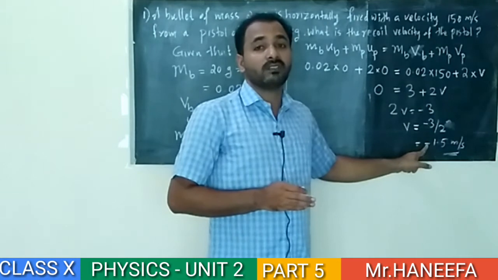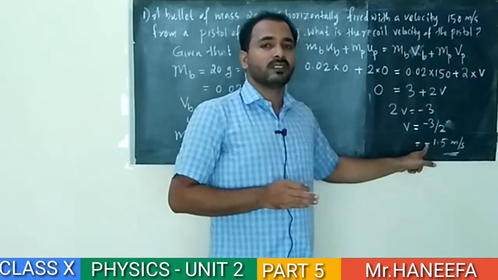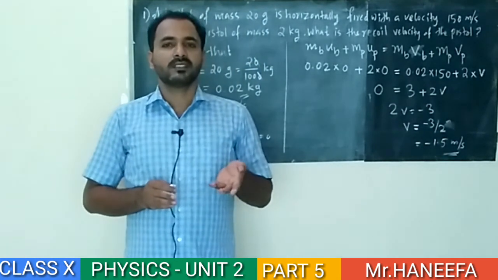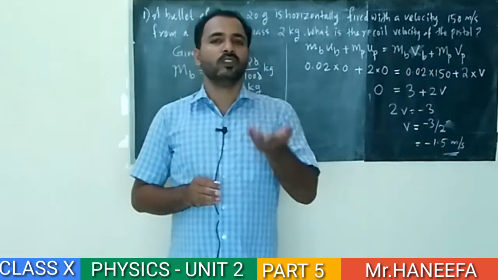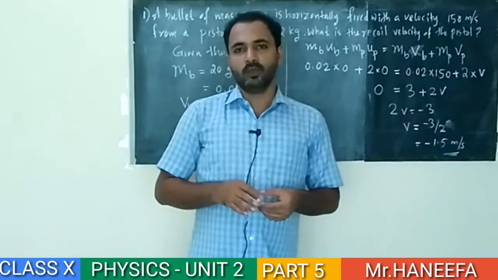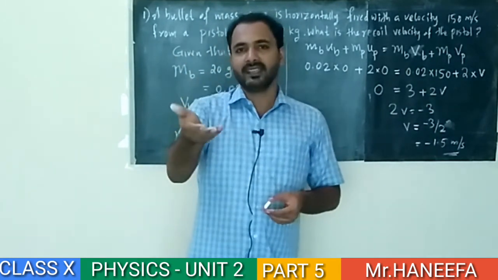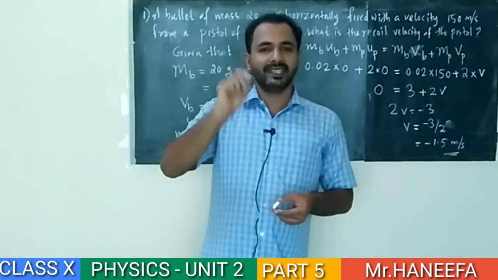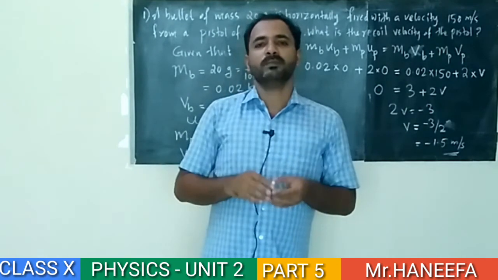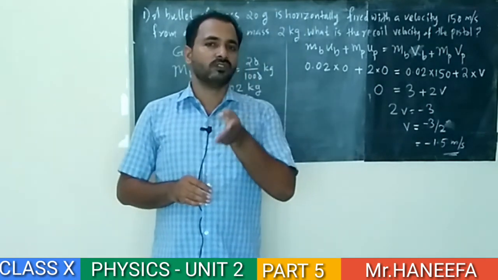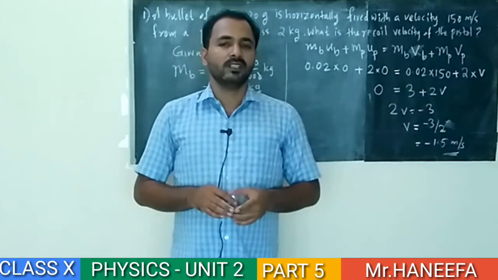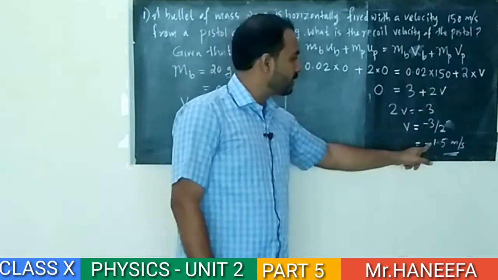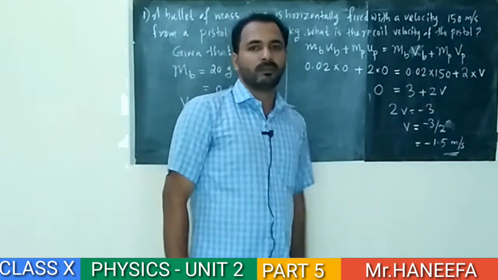Here this negative sign indicates that the movement of the pistol after firing is opposite to the movement of the bullet. The bullet moves in the forward direction, and the pistol moves in the backward direction. That negative sign indicates the movement of the pistol is in the opposite direction of the bullet. So this is the recoil velocity of the gun. Here the recoil velocity of the gun is minus 1.5 meter per second.